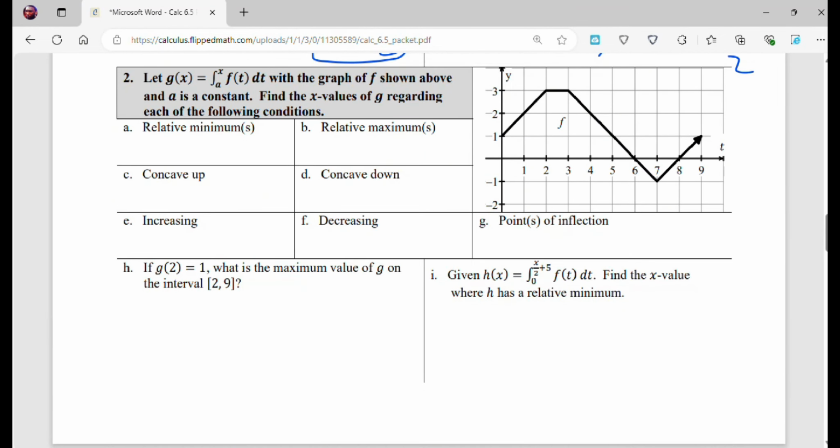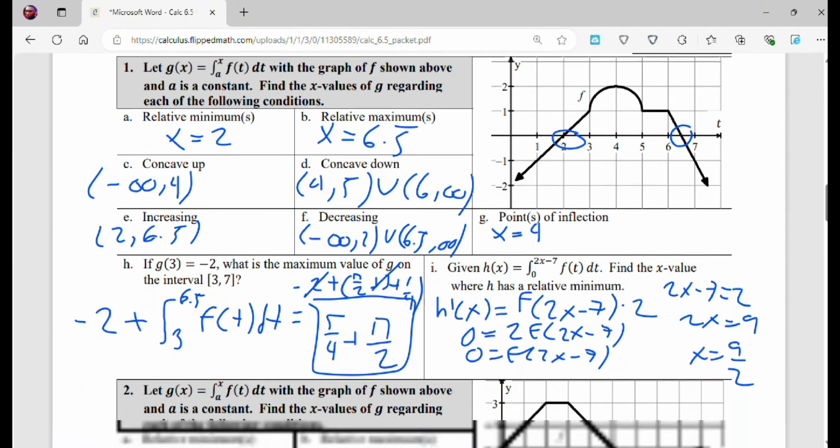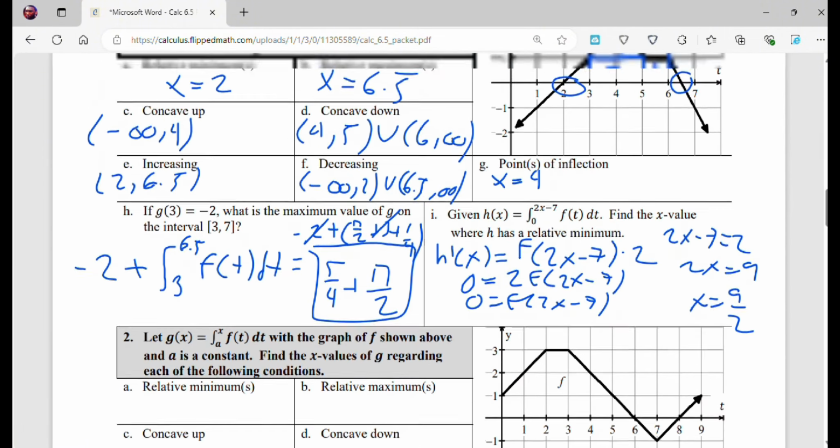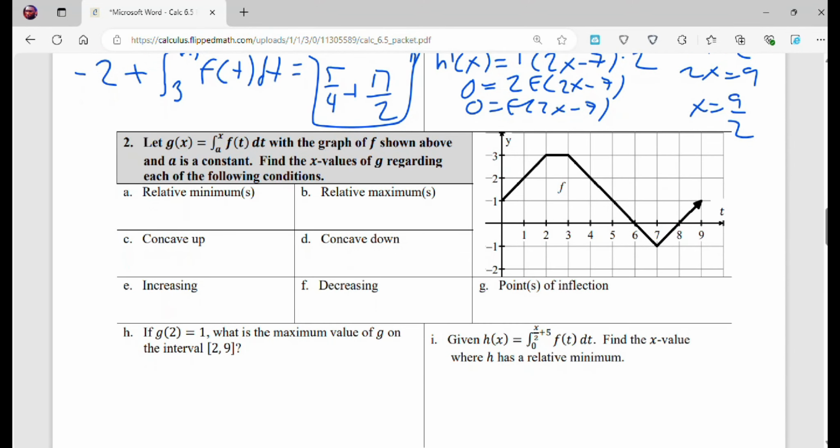Next question. Let g of x equal the integral from a to x of f of t dt, with the graph of f shown above, and a is a constant. Find the x values of g regarding each of the following conditions. I'm not going to explain too much. This is very similar to the last question, but now we just have a different graph, of course.